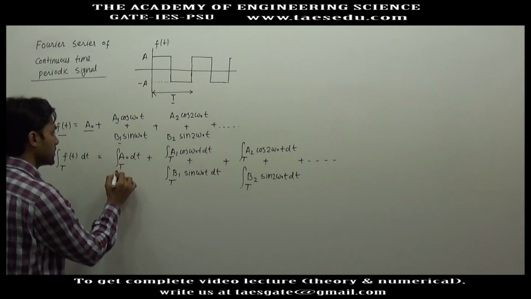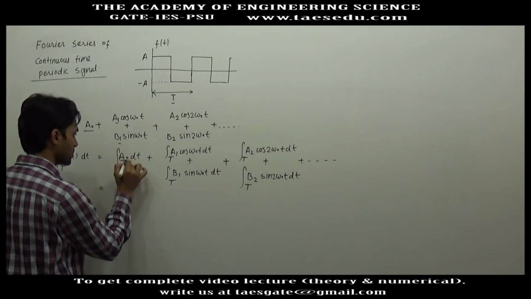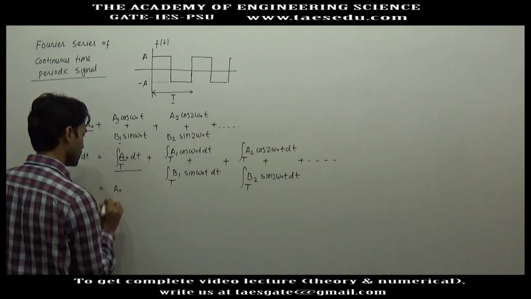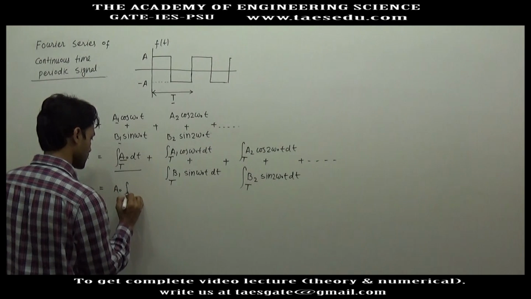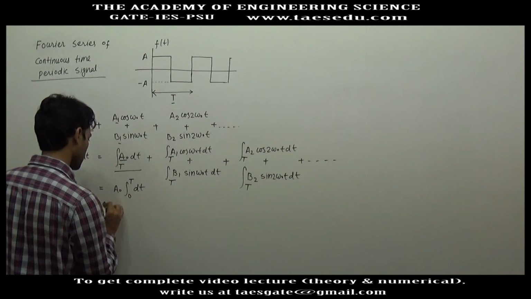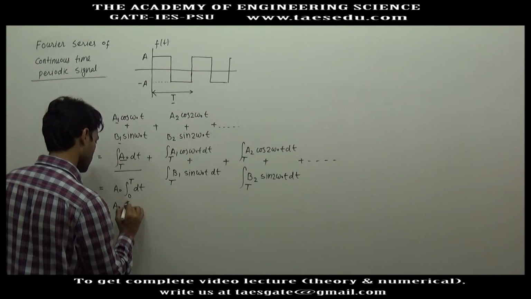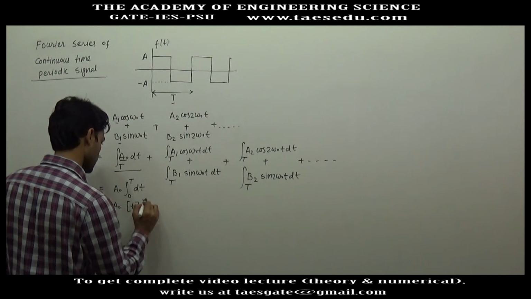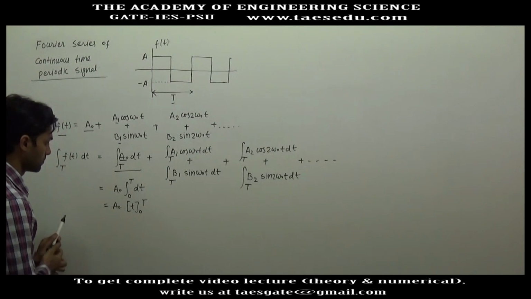So what will be the integration of this term? a naught is a constant, so a naught integrated from 0 to T dt. What will you get here? a naught t from 0 to T. So you will get a naught into T.